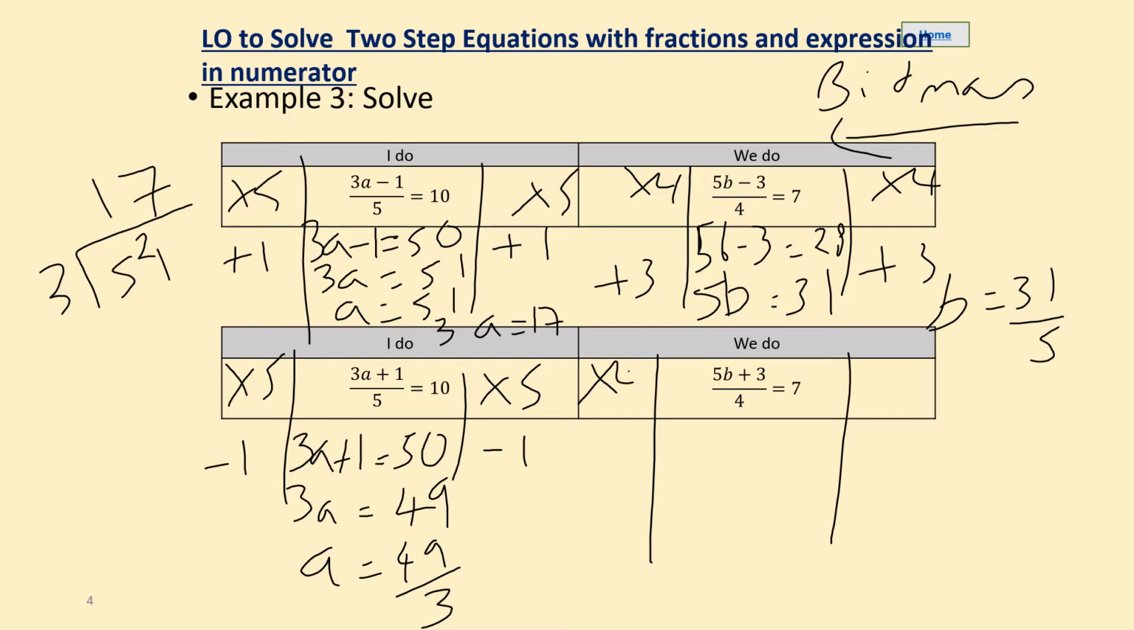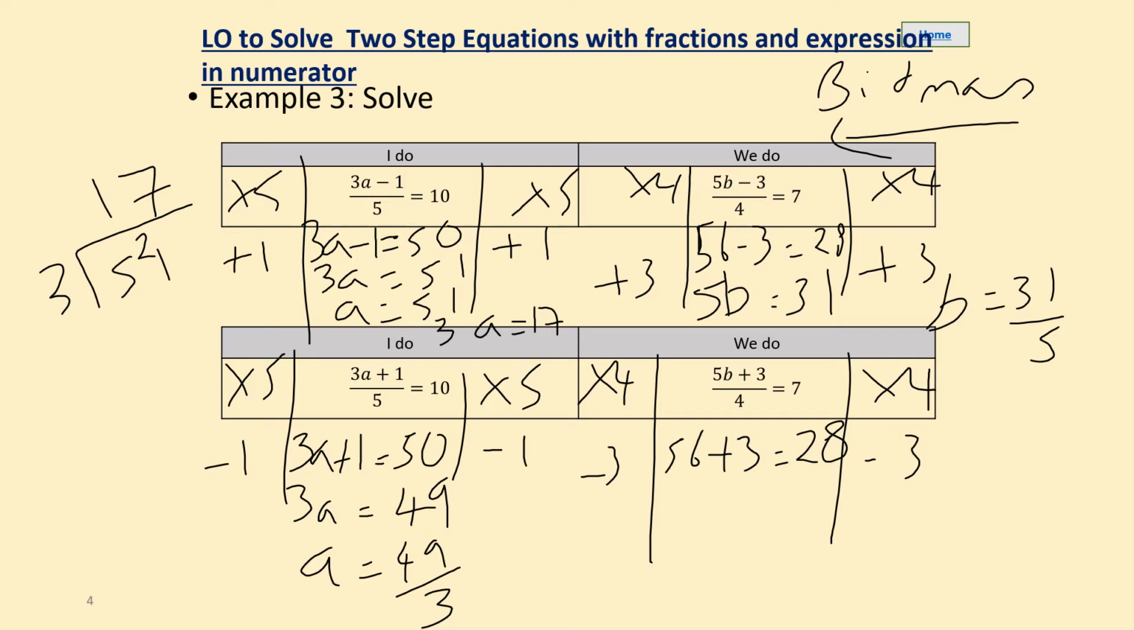Yeah, multiply by 4. So we multiply by 4 on both sides. So 5b plus 3 equals 28. 4 times 7 is 28. What do we do then? Yes, subtract 3.